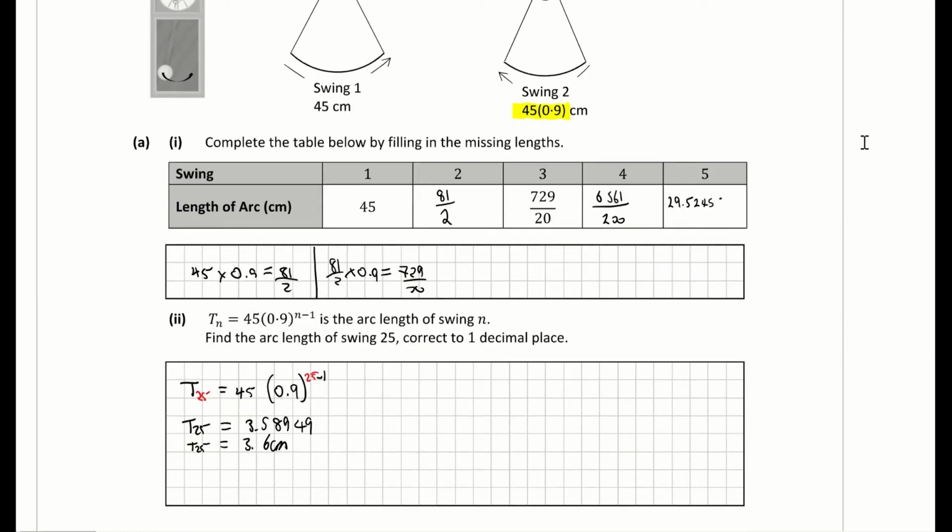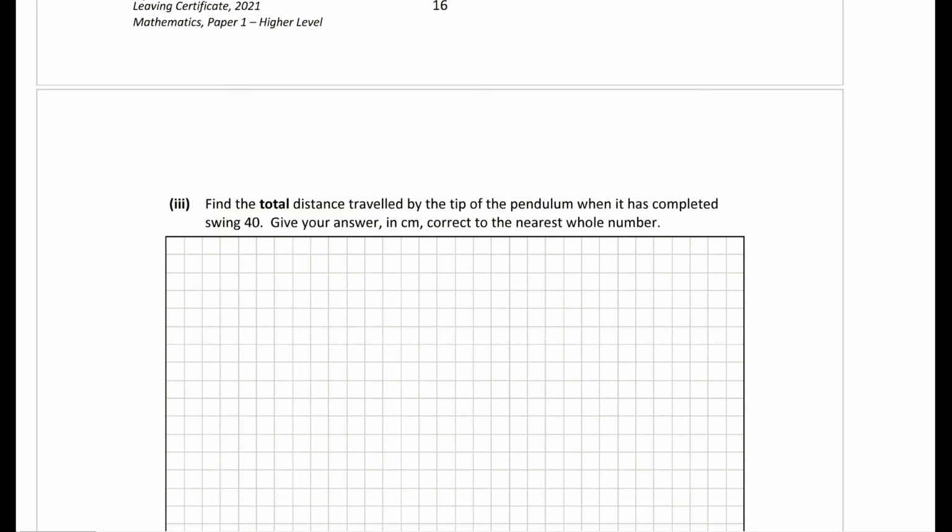On the next page is part 3 to that question, and it's asking us to find the total distance travelled by the tip of the pendulum when it has completed swing 40. Give your answer in centimeters to the nearest whole number. So what I'm looking for here is basically the sum of all the terms, and I'm going to my log tables for my formula now.